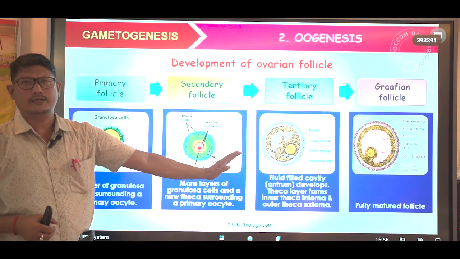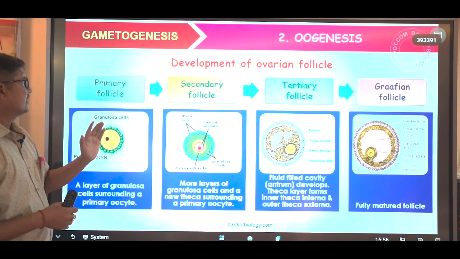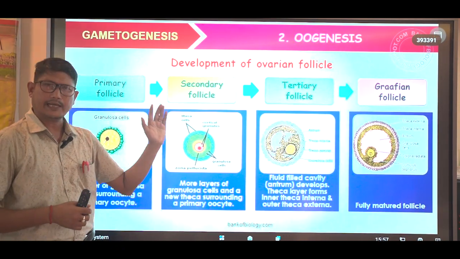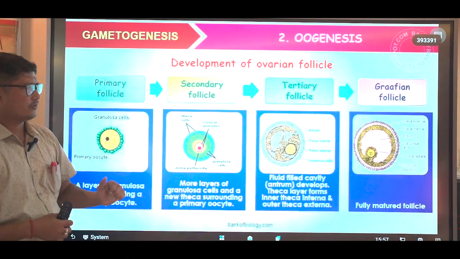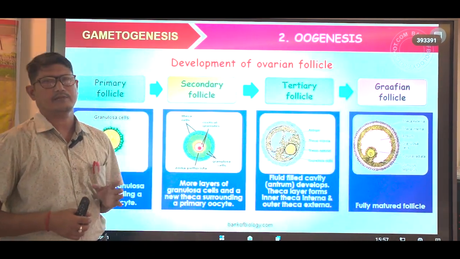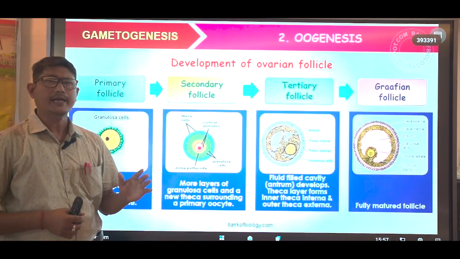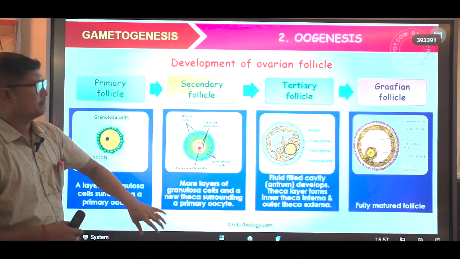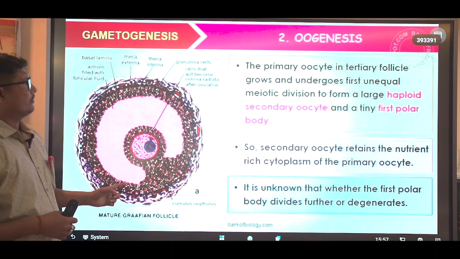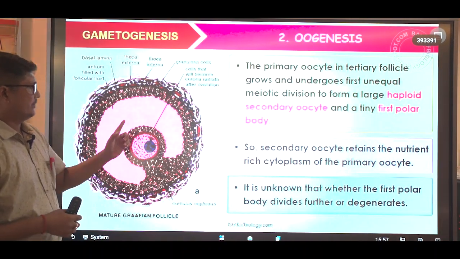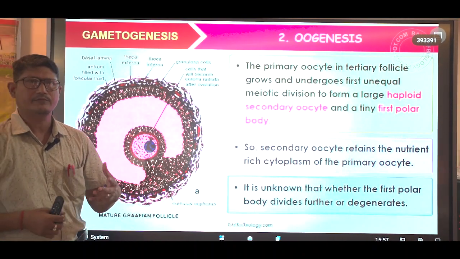So these are the different structural changes that take place from the primary follicle stage to the secondary follicle stage, tertiary follicle stage, and then the Graafian follicle stage. That is the final stage of the development of the ovum, which is called the Graafian follicle, or we can say a matured follicle. This is finally the secondary oocyte, which is going to develop into the ovum.